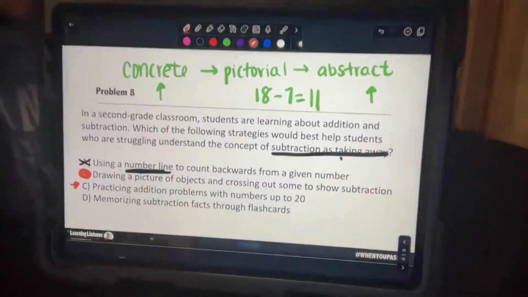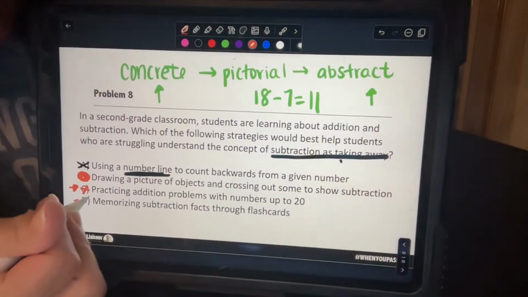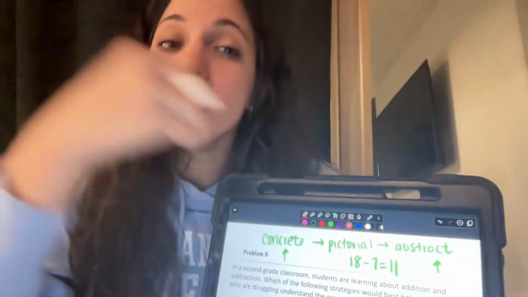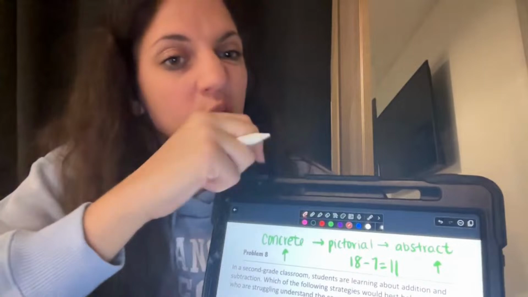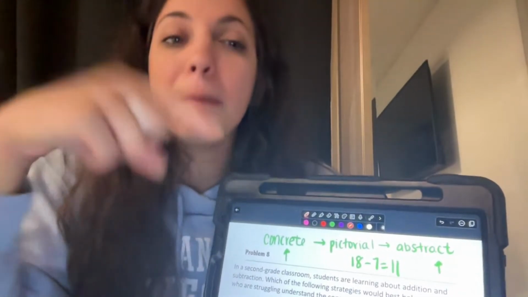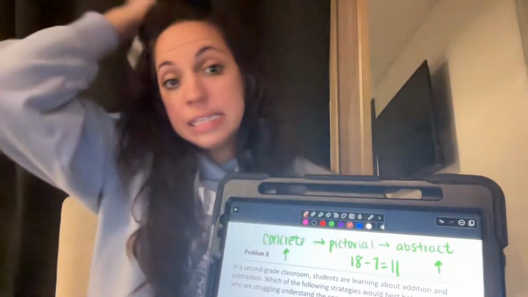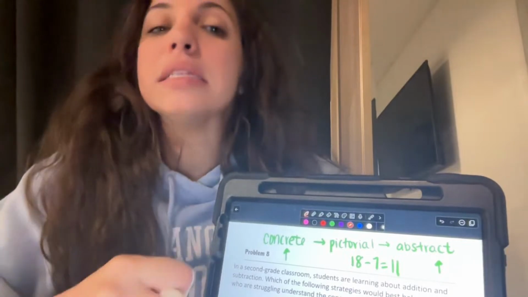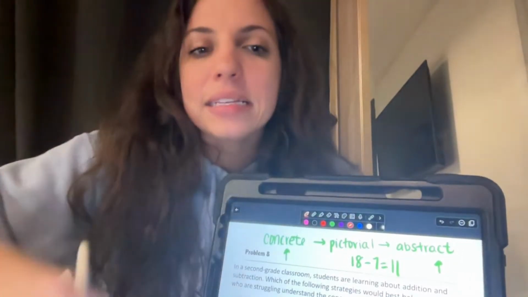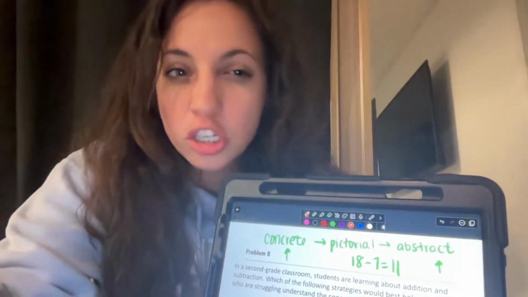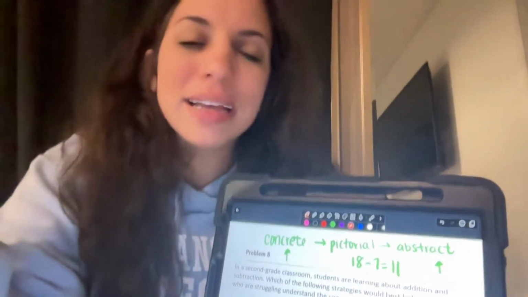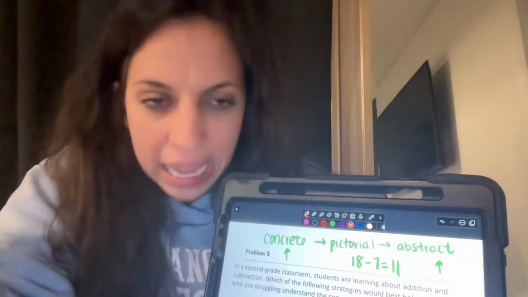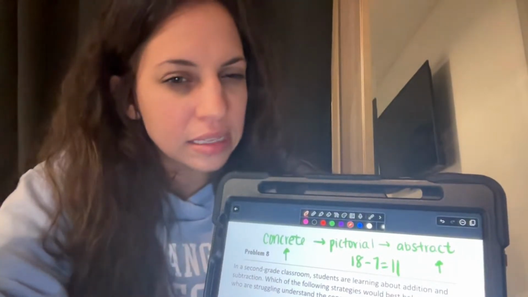And then memorizing subtraction facts through flashcards, that is definitely not going to be your best strategy almost ever. On these tests, remember, we're doing it based on what the test thinks. The test does not think memorizing something is the best strategy, and it really isn't. But that could be an argument for another day because some people really think memorizing is important. Conceptual understanding is important, and if the student has conceptual understanding, they are naturally going to get to the memorization piece most of the time. But memorizing is not the best strategy, especially for a struggling learner who is trying to understand why subtraction is taking away. Does that make sense?